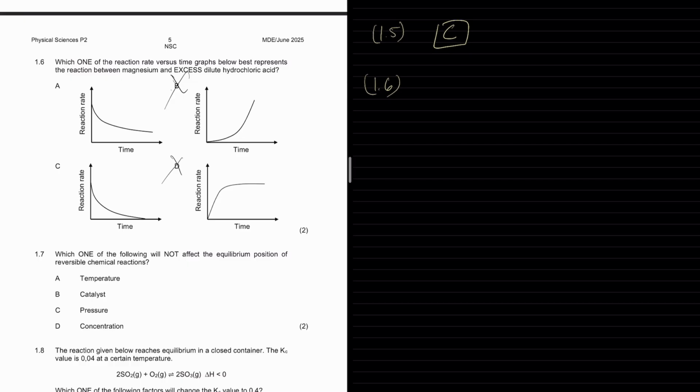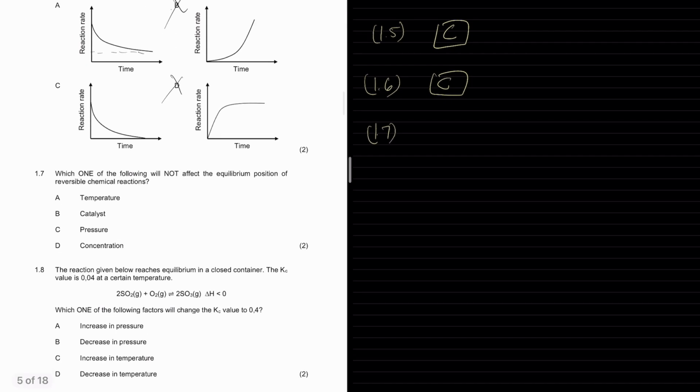Now, which one is it going to be? So A is basically saying that the reaction rate is not going to 0, whereas C is saying that the reaction rate is going to go to 0. So the answer that's correct is the answer C. And the reason why is because all the magnesium is used up. There is no magnesium left. And so the reaction is going to come to a complete stop, meaning the reaction rate is going to be 0.